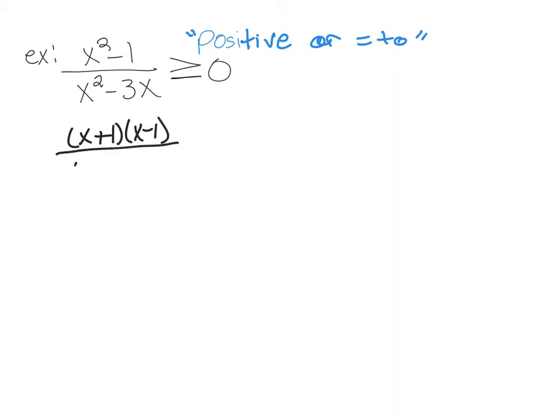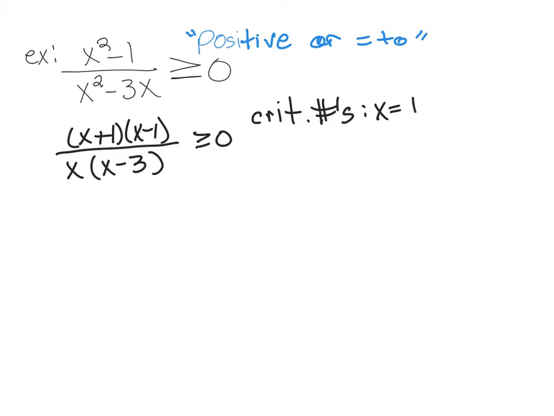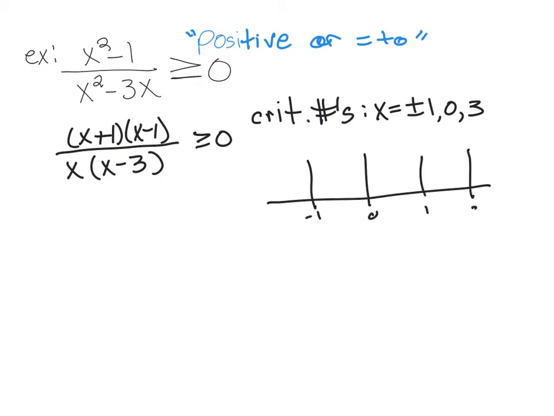On the bottom, I can pull out a common factor of x, greater than or equal to my critical values. Set each of those factors equal to 0. I get a plus or minus 1 from the top, a 0 from the x on the bottom, and a 3. All right, number line. Make sure you put these guys in order. I have a minus 1, a 0, a plus 1, and a 3.